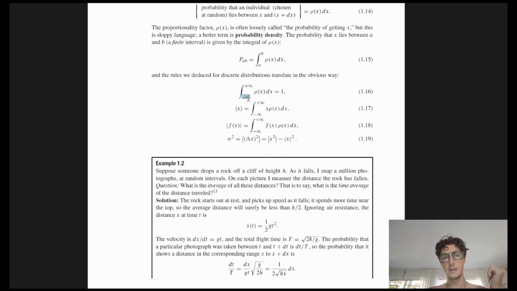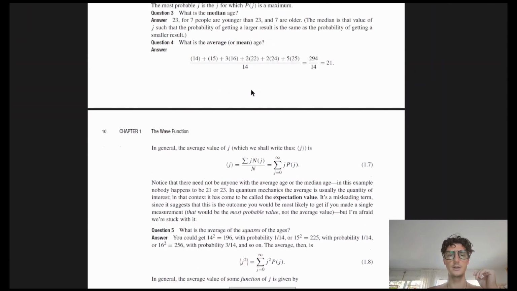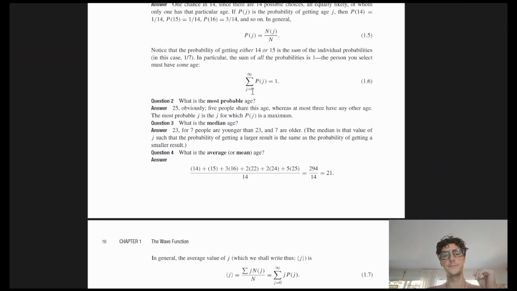The integral from negative infinity to infinity of the probability density rho of x with respect to dx is equal to 1. So this equation is exactly the same as the one with the summation sign that we saw here. We just changed the summation sign to an integral, and also in this specific age example it starts at 0 because age starts at 0.